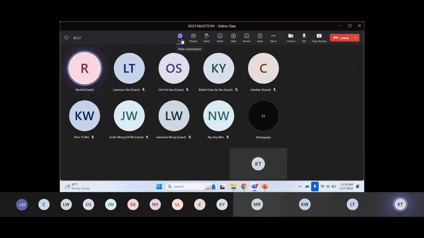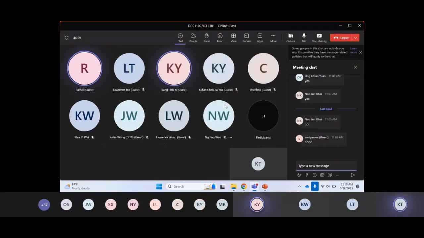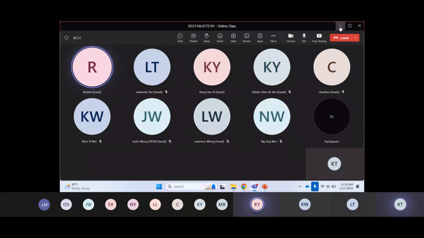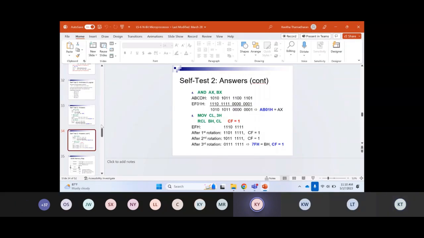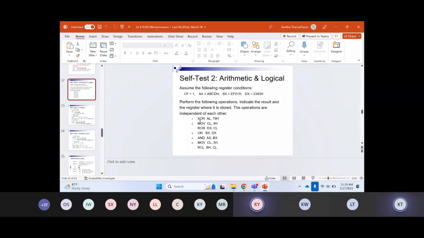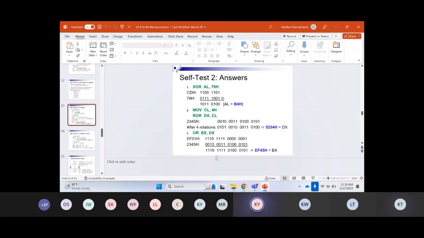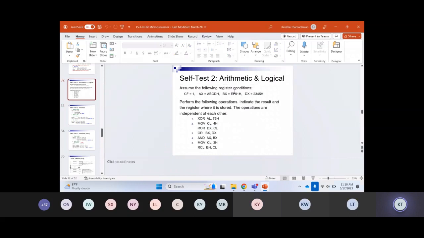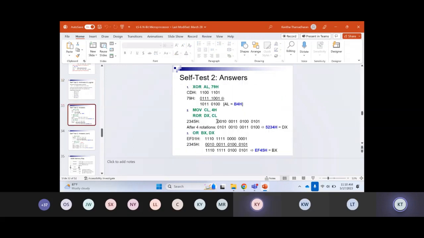Miss, can you repeat the move and rotate one? Question number? The question at the previous slide. Question number 2, yeah. Question number 2, you need to convert DX. If you see, the value of DX is 2345, right? You convert 2345 into binary, and then you rotate every single time to the right.